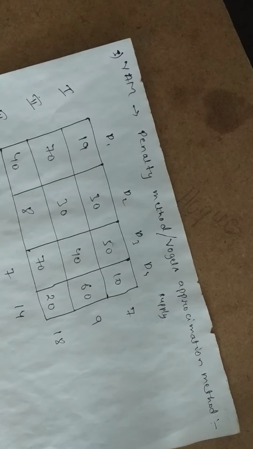First we need to see the penalty: the second minimum minus the first minimum, then we'll get one result. Let's take this as x. Then we take the maximum penalty from both sides, the supply side as well as the demand side. Then with the minimum allocation we are going to solve it. That's it.